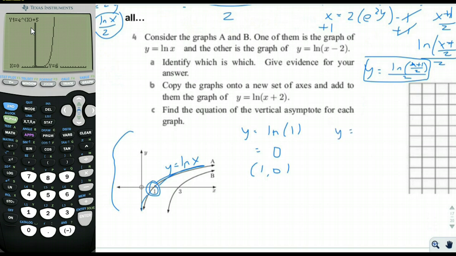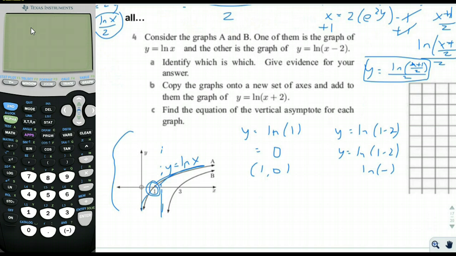What happens if you put x equals 1 into the other one? You'd have y equals natural log of 1 minus 2, which is illegal. Natural log of a negative number is undefined. And you can see there's an asymptote here. And so, yeah, 1 is not even in the domain of this other one. Okay? So those are two pieces of evidence you can use.